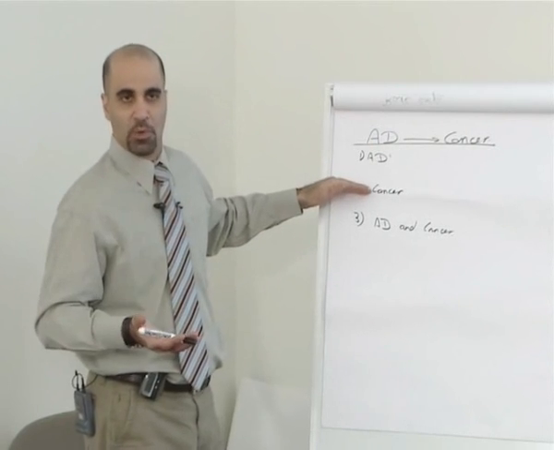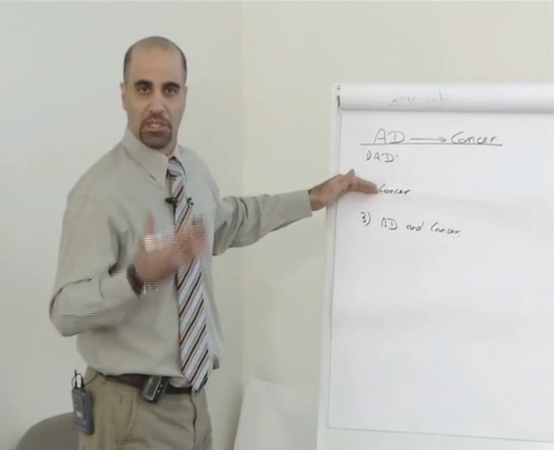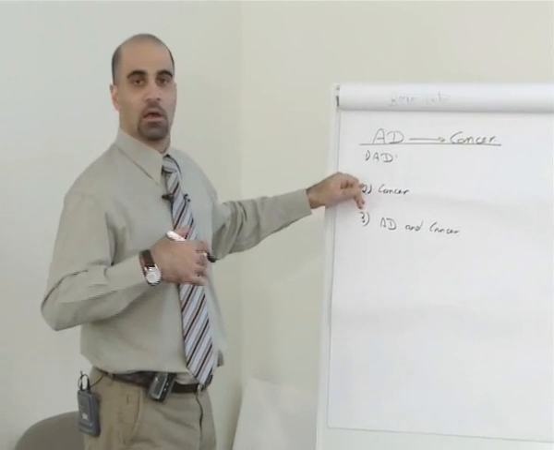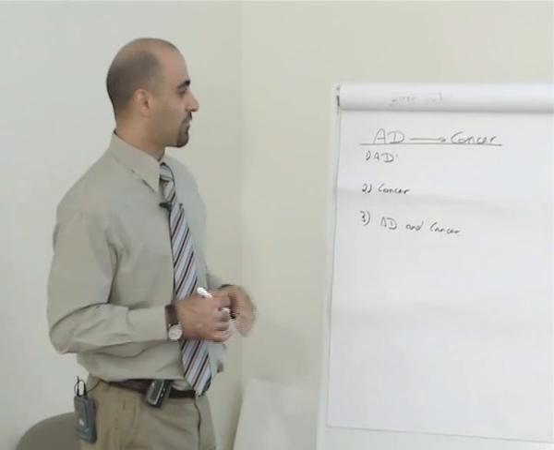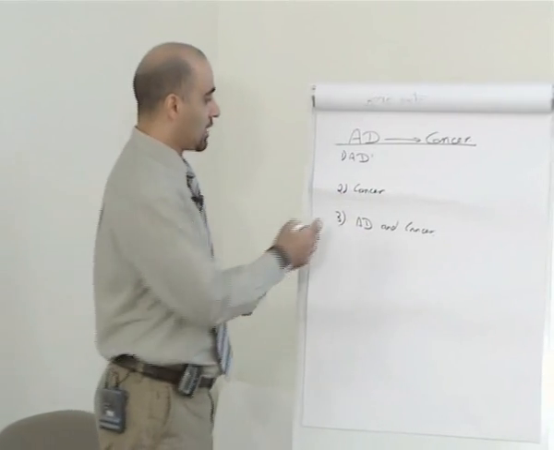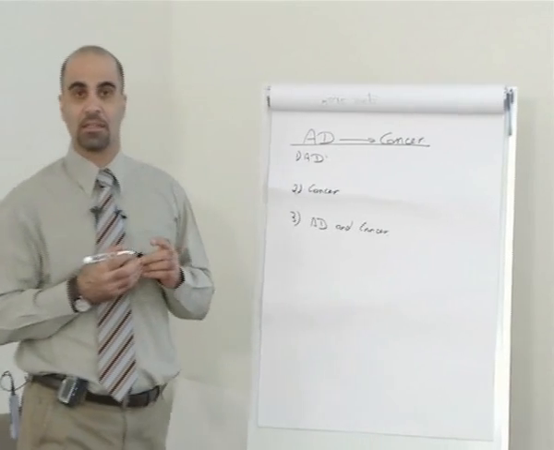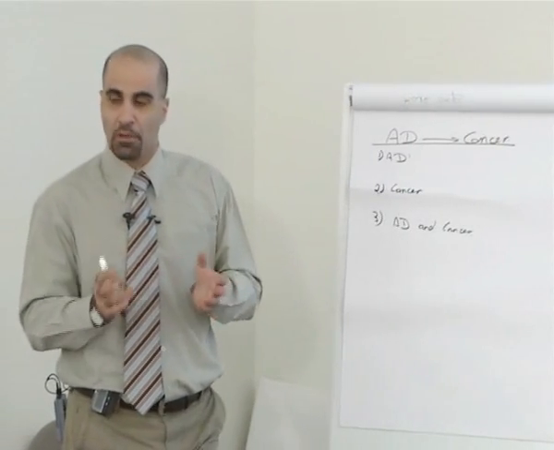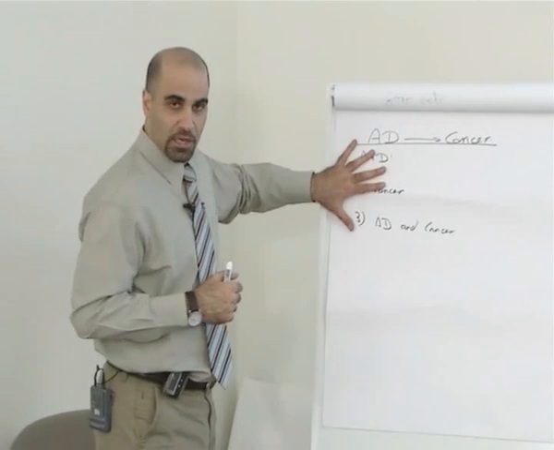How big is the problem? What is the cancer you are talking about? How many people die, how many people are affected, and so on and so forth. So for the problem of cancer, again, you might have a chronological order. And finally, antidepressants and cancer, where you mention any study that has been carried out about the association between antidepressants and cancer. Now, these are the ideas.